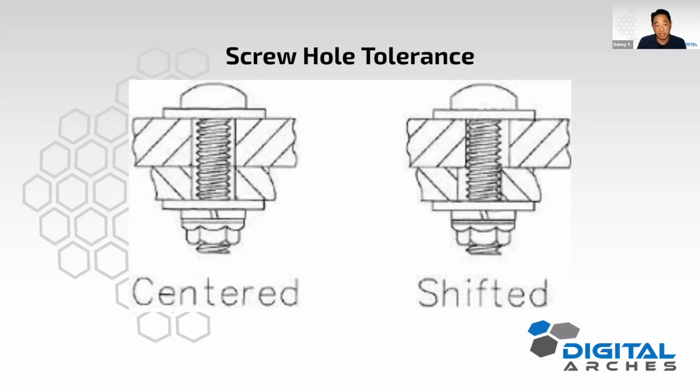You can see if everything's centered, it's right in the middle of that hole, right? But there's a lot of opportunity for that screw to be shifted. If the scan body was just moved a little bit to the side and you screw it in, it's going to be favoring one side or the other, right?